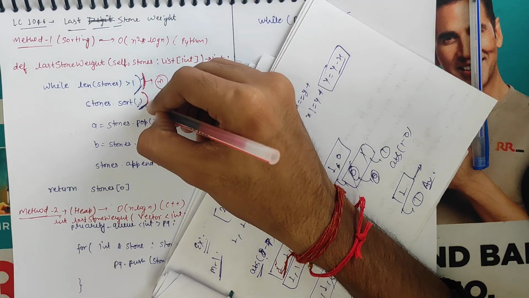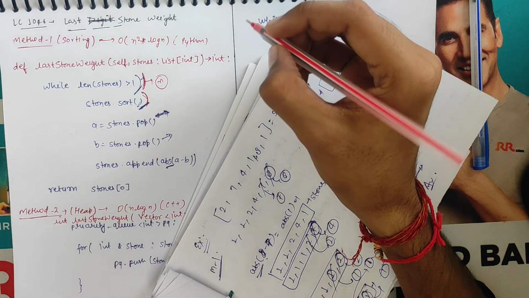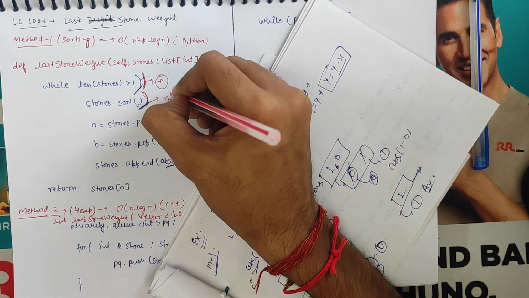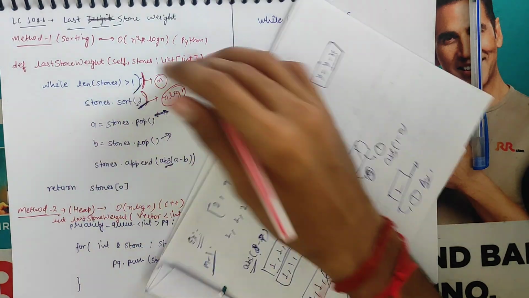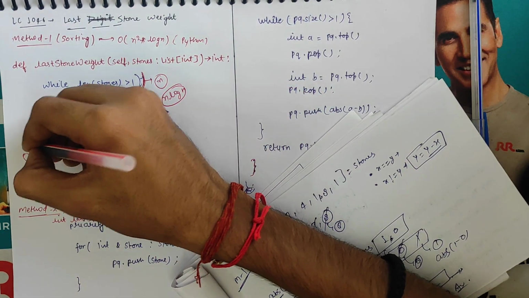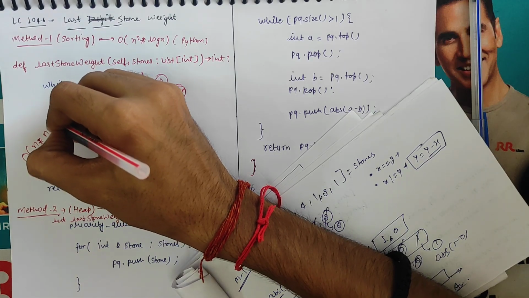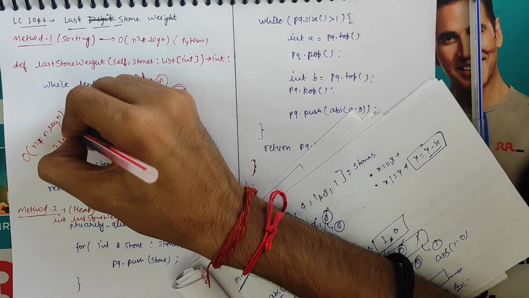to sort the elements, it takes a time complexity of n log n. So the overall time complexity of this solution will be n into n log n, which will be n square log n.